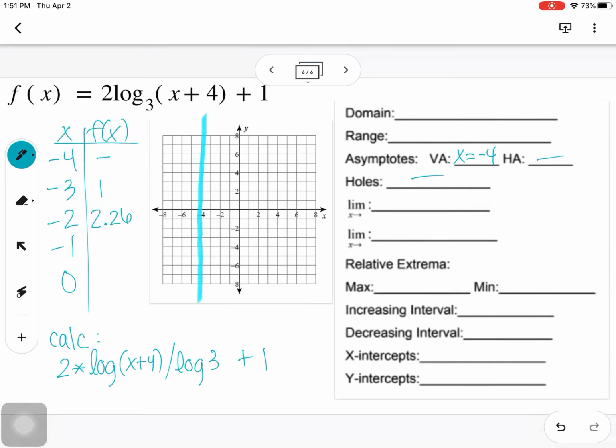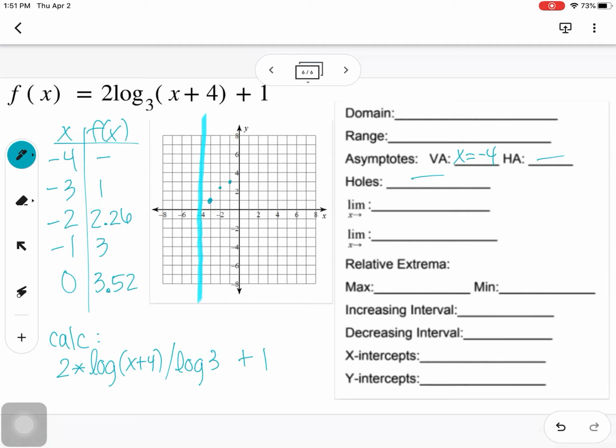Log of 3 divided by log of 3, which should give me 1. If you think back to your log properties, and then times 2 and plus 1 gives me 3. And log of 4 divided by log of 3, double it, and then add 1. So these should be the numbers that you're getting. Again, I primarily just followed that format that I showed you on the bottom.